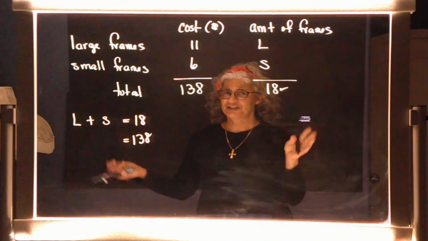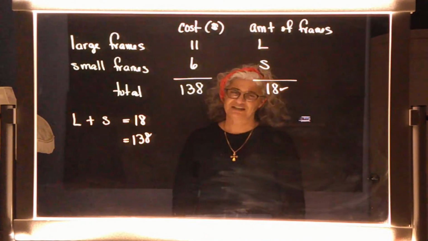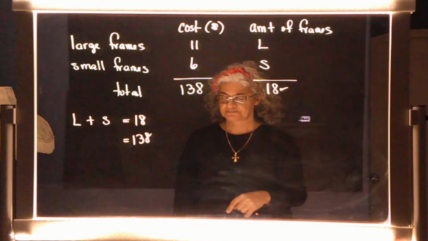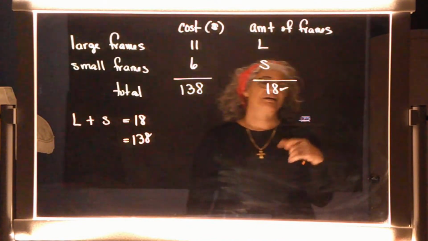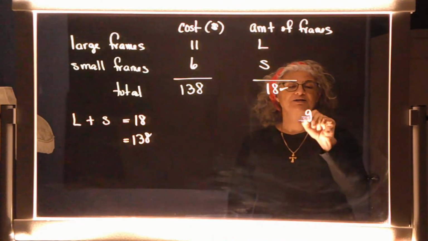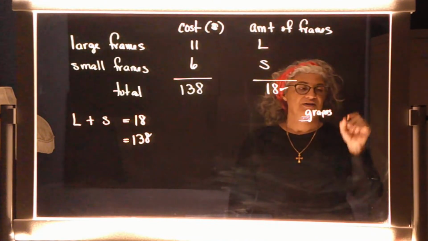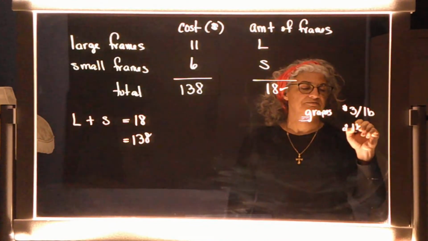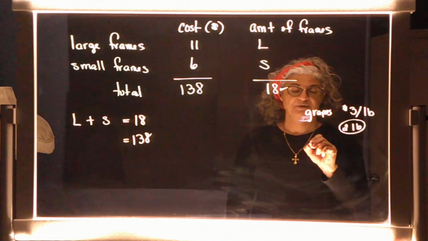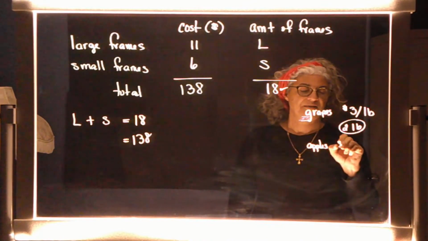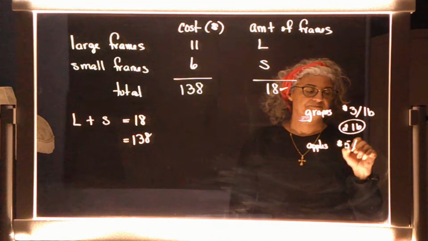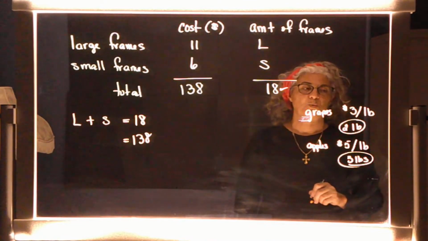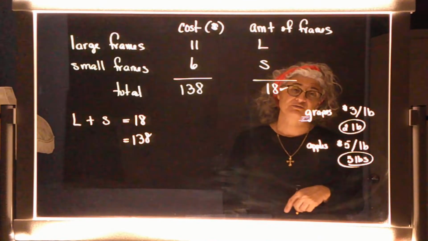Now here's the deal. Does 11 plus 6 equal 138? Yeah, no, not even. Okay, but let me sidetrack you a little bit, okay? You go to a grocery store, and you're going to buy grapes. Okay, and they are $3 a pound. You buy 2 pounds. You're also going to buy some apples, and they are $5 a pound. And you're going to buy 3 pounds. What's your total cost? What are you going to do?